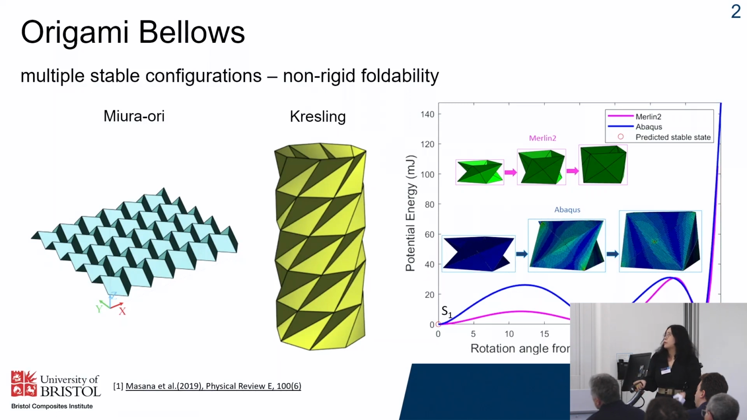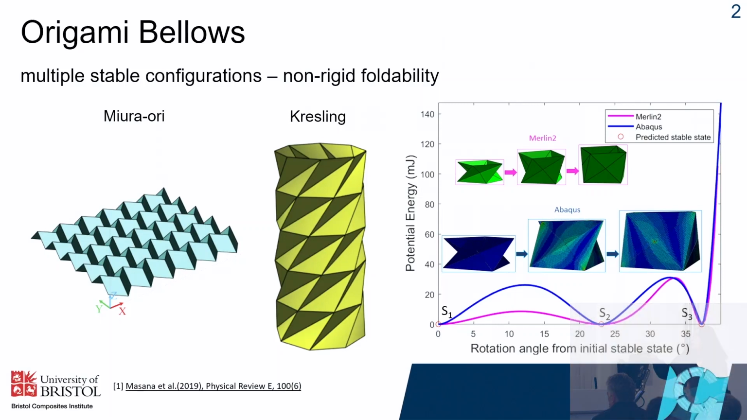And this will lead to multi-stability. We can see from the strain and potential energy plot that there are 3 local minima, which are the 3 stable states of the Kresling. And the changes of the potential energy are due to the deformation of the facets.